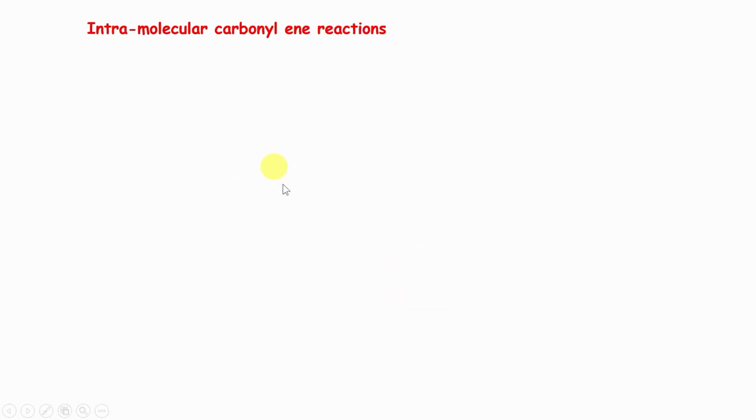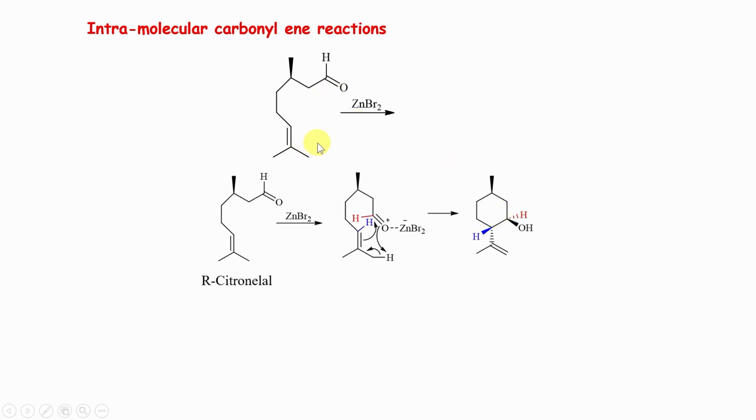Okay, if the hydrogen shift from the Ene takes place to the carbonyl oxygen atom from within the molecule itself, then it is called intramolecular carbonyl Ene reaction. See, for example, in this molecule, a hydrogen from this carbon atom shifts to this oxygen to form the product. Here it is an example of intramolecular carbonyl Ene reaction. A hydrogen from this carbon atom to this oxygen takes place, forming this product. It is an example of intramolecular carbonyl Ene reaction.